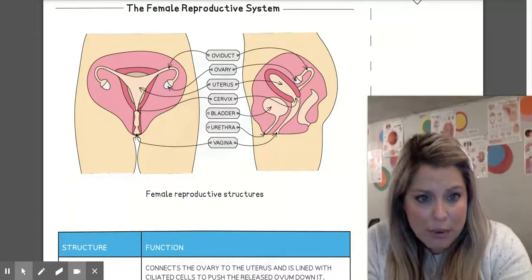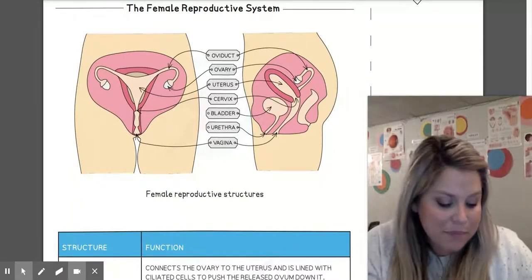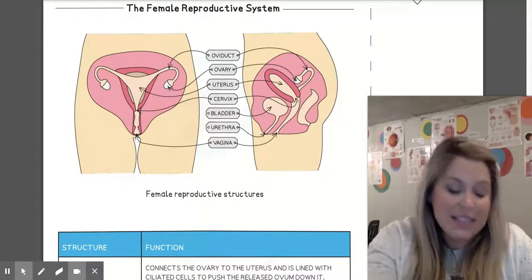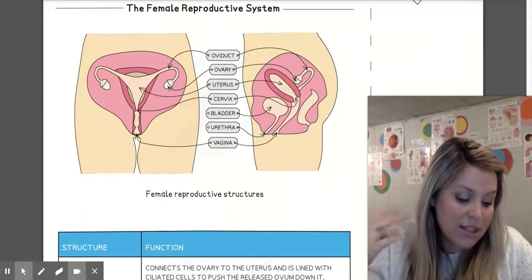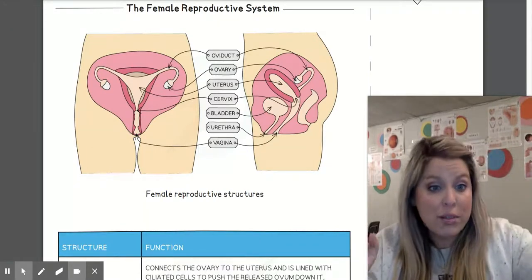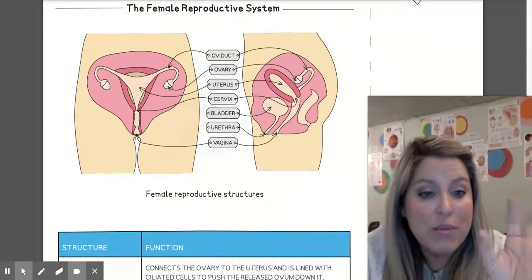So it's incredibly important because it keeps everything in the uterus until it's time to deliver that baby. And then, of course, your vagina. It's a muscular tube that leads to the inside of a woman's body. This is where the male's penis will enter during sexual intercourse, and the sperm are deposited, okay? And then we're going to learn about just the way that sperm are designed.